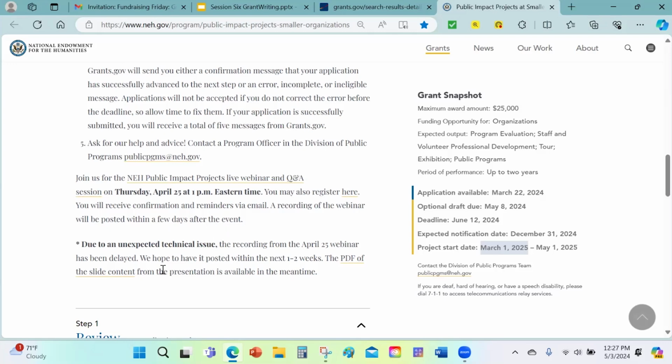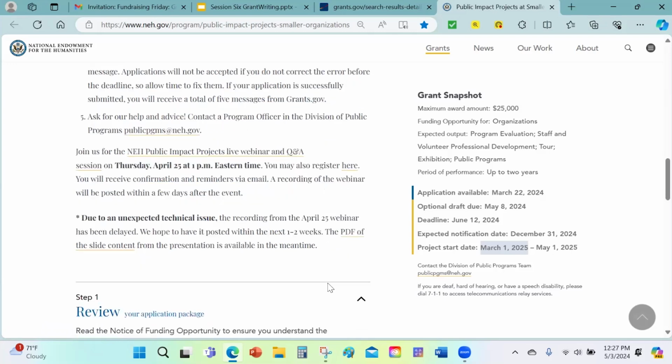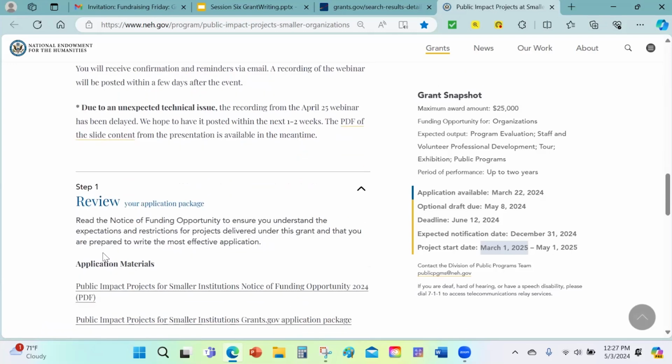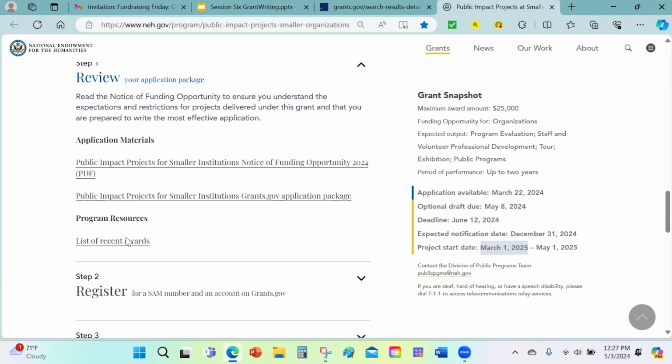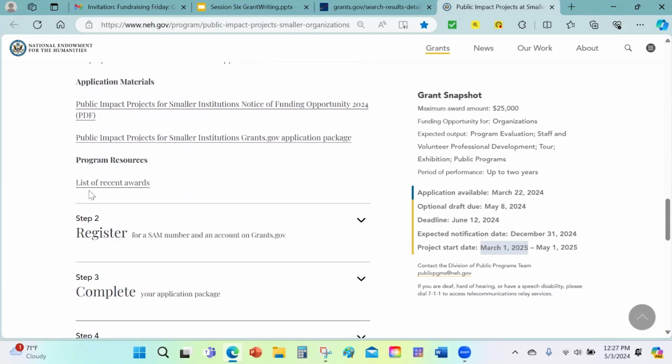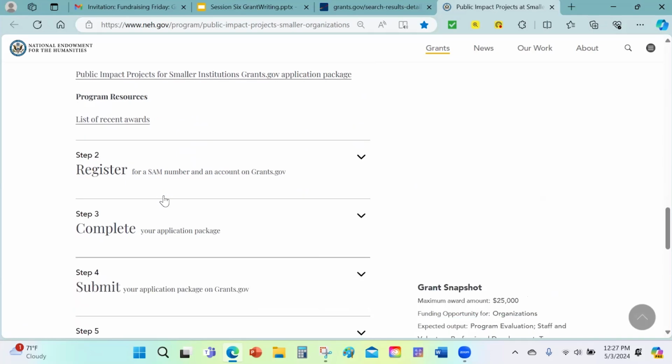If you can't make it or you missed it, because let's say we just found out about this grant today, they typically do list the slides. So here are the slides, and they usually do post the video. Just notice here, they're having a little delay, so they're going to have it up within the next week or so. And then they're going to give us information about the review. This is going to be the application materials that we need. List of recent awards, so we can see who they've been giving to recently.